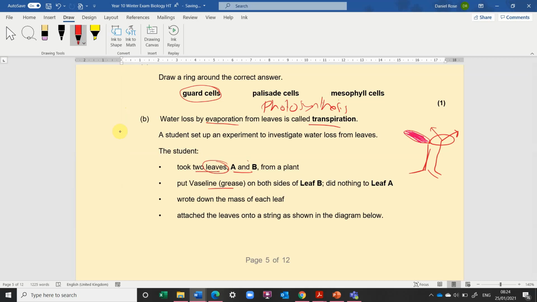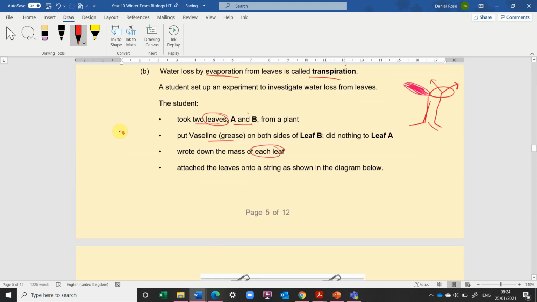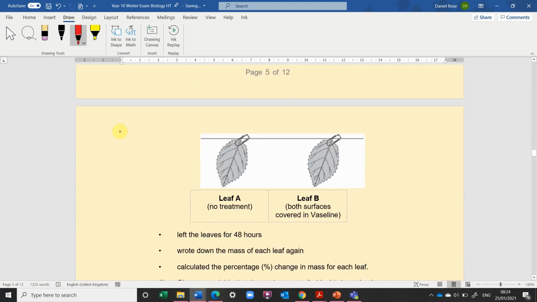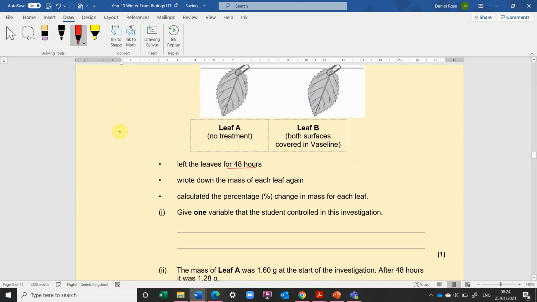Okay, alright, they've written down the mass of each leaf and they attached the leaves onto a string as shown. So they've attached it there. And again, we've got the one that is covered in Vaseline and one that is not. They leave it for 48 hours, so that's the same in both, and they write down the mass of each leaf again, so measuring change.